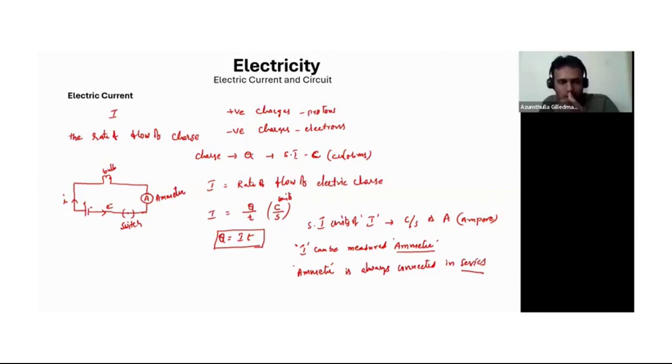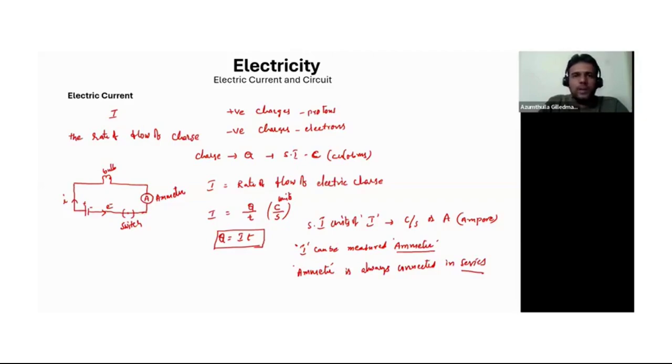So here what we learned is, what is electric current? That's the rate of flow of electric charge, and the formula is I equal to Q by T, and the SI units are coulomb per second or amperes. Okay, that is denoted by capital A. And electric current can be measured using ammeter. And also ammeter always connects in the circuit in a series manner. Okay, it is connected in series to measure the amount of current flowing through that circuit. Okay, so that's an electric current.